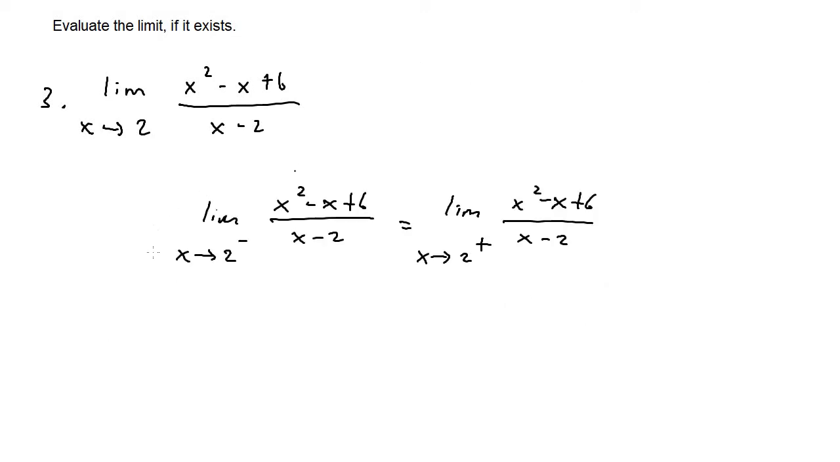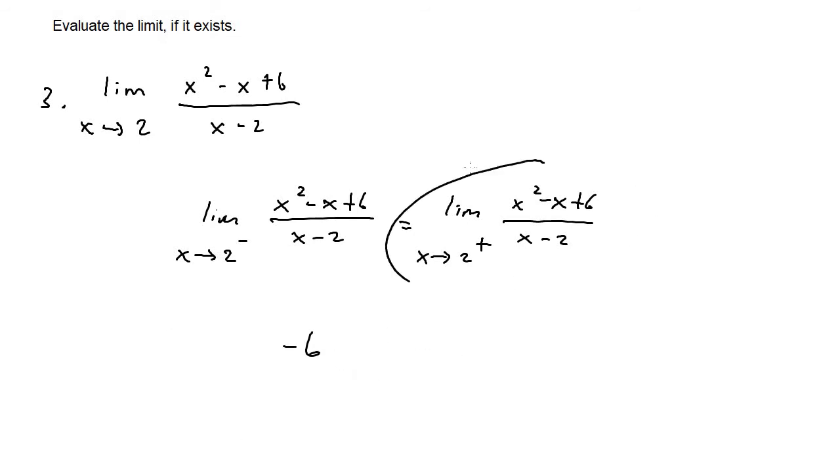So let's first test out the limit as x approaches 2 from the left-hand side. Because we're approaching 2 from the left-hand side, we need to pick an x value that is less than 2 and that we can directly substitute into the function. So let's pick an x value of 1. If I directly substitute in 1 for x into the function, we get 1 squared, which is 1, minus 1 plus 6 over 1 minus 2. So we get 1 minus 1, which is 0, plus 6, which is 6, over 1 minus 2, which is negative 1. So then we get negative 6.